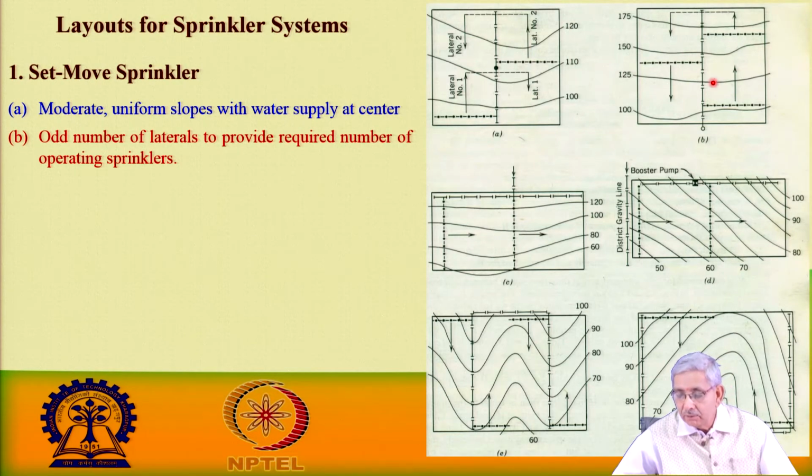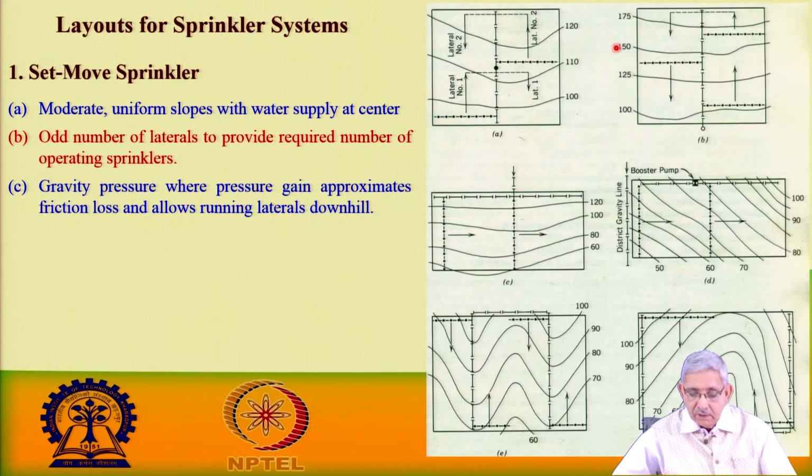Again there is a source of water, and the water is brought to the main pipeline, and from this main pipeline the lateral is attached, and then the lateral will be moving from this direction to this direction. The arrows show the direction of the movement of the lateral. So, there will be odd numbers, I mean to say 1, 3, 2, 4. This kind of arrangement will be made to operate the sprinklers.